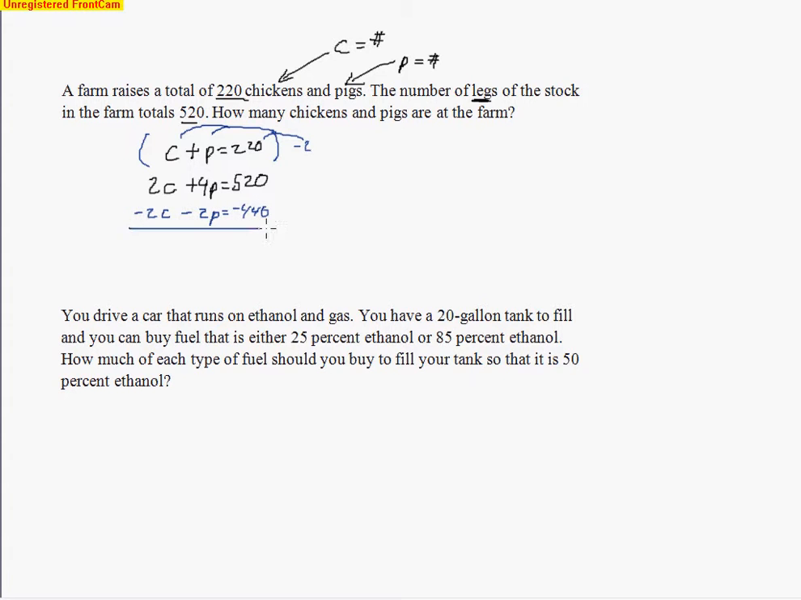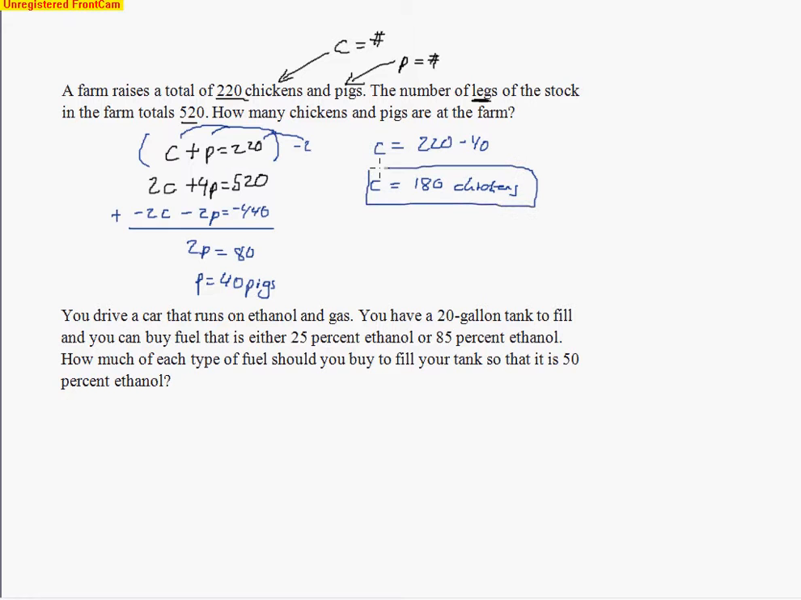Negative 2c minus 2p equals negative 440. So I'm going to add the two equations together, and I'm left with 2p equals, and I end up having to borrow a little bit, so it's going to leave me with 80. From there, I do some division, and there are 40 pigs. To find out how many chickens, it's easiest to go into that quantity equation and subtract the 40 from 220. So C equals 220 minus the 40 pigs, and the farmer has 180 chickens.